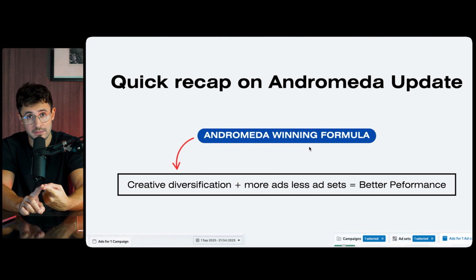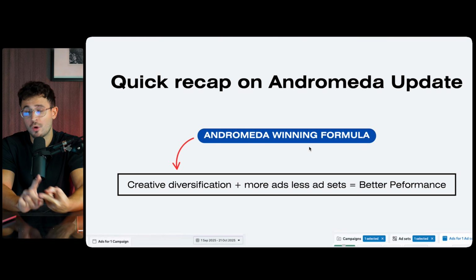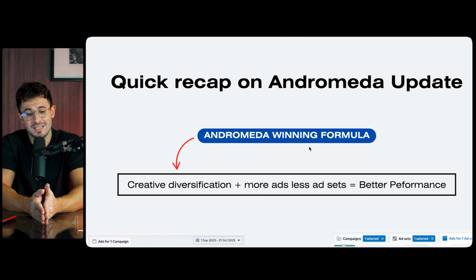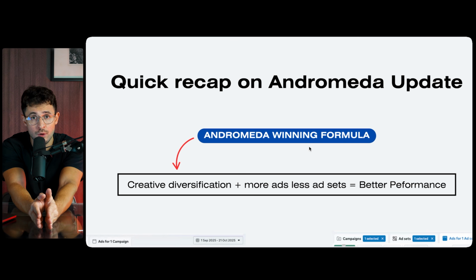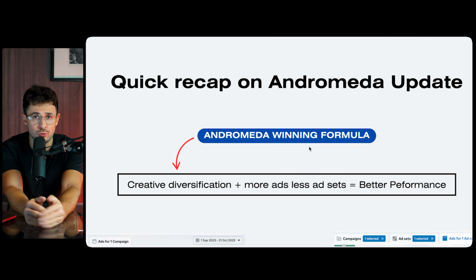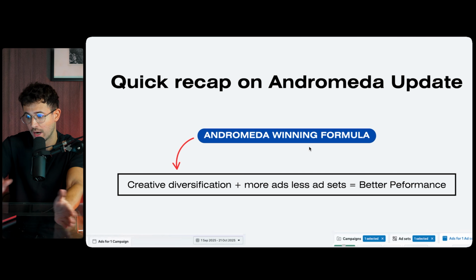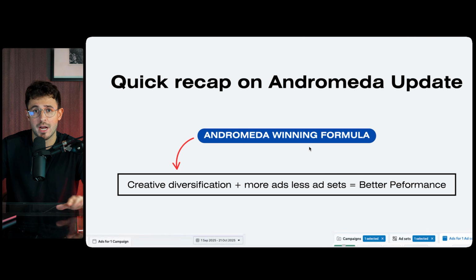Now we're going to talk specifically about what creative diversification means, with some examples, and also more ads in fewer ad sets. Right now this new algorithm can distribute your ads in a much better way, so you don't need to split ads into multiple ad sets when you run tests anymore. And this will basically equal better performance.